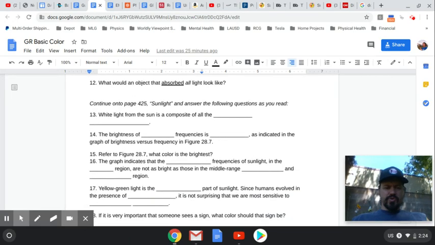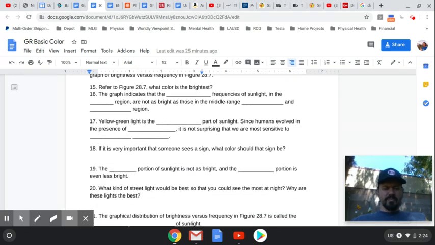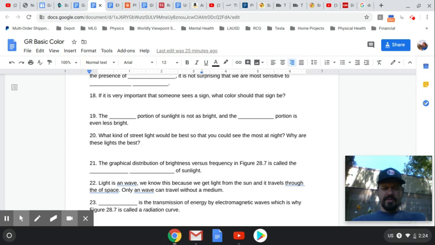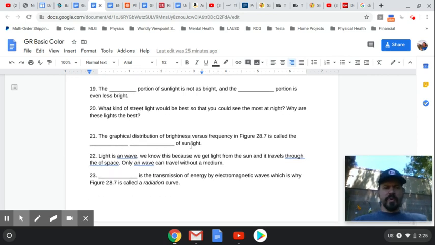What if something absorbed all light? Where does brightness come from? Are different colors brighter than others? And this kind of question: what kind of street light would be best so that you see the most at night? All right, this would be good if you were a city planner. This is a real question. So, some cool questions there about color to start considering as we continue to explore light.